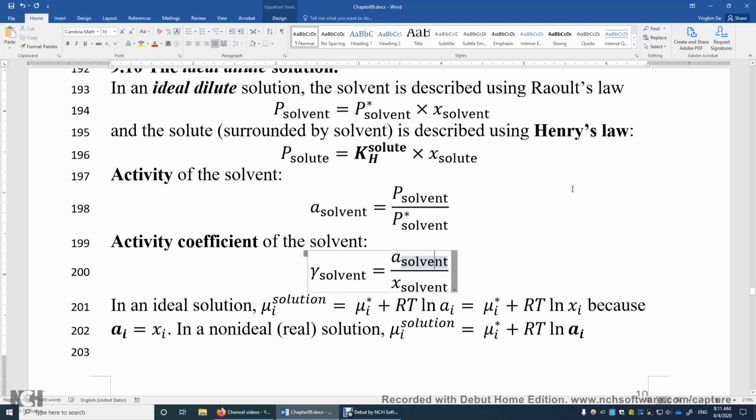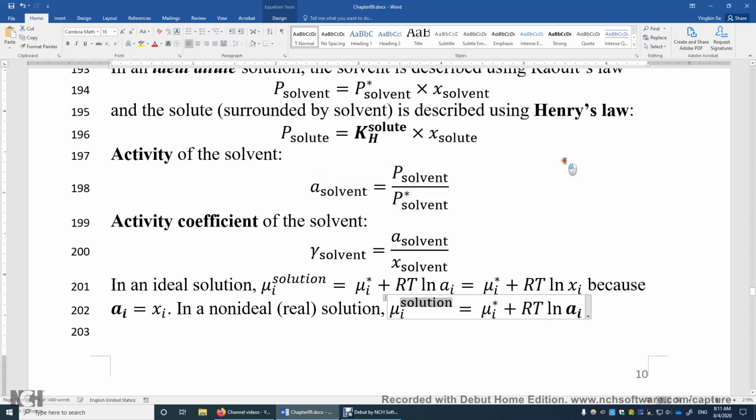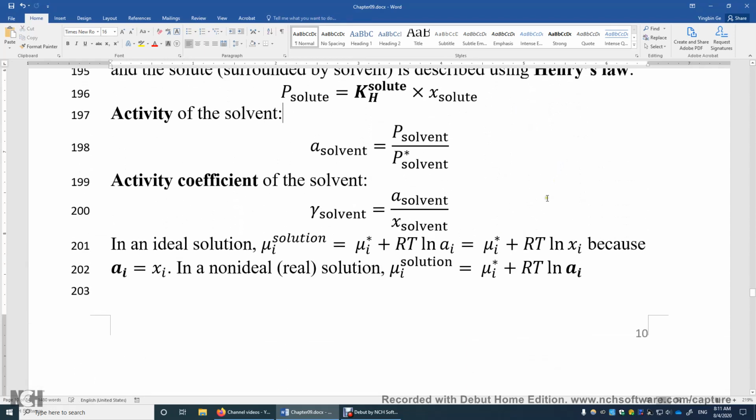Now in an ideal solution, we can use this equation because gamma is 1. a is equal to X. In a real solution, a is different from X. a is gamma times X. And then you use this equation. Instead of X, you use a, the activity, to determine the chemical potential of this solvent i in the solution. What about the solutes? For the solute, you're going to see there's a different reference.